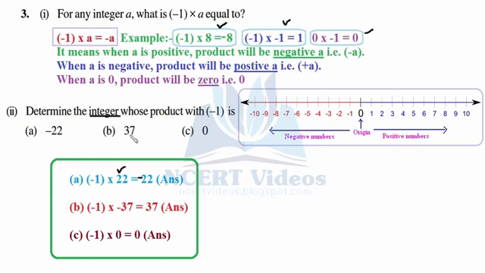Now B part, 37. What should be multiplied with minus 1 to get answer 37? It should be minus 37, because minus minus will make plus. So this is the idea behind these questions. Now 0, it is simple. You have to multiply it with 0 only. Whenever you have to get number 0, you have to multiply it with 0 only. So here the answer is 0 for your C part. That was your question number third.